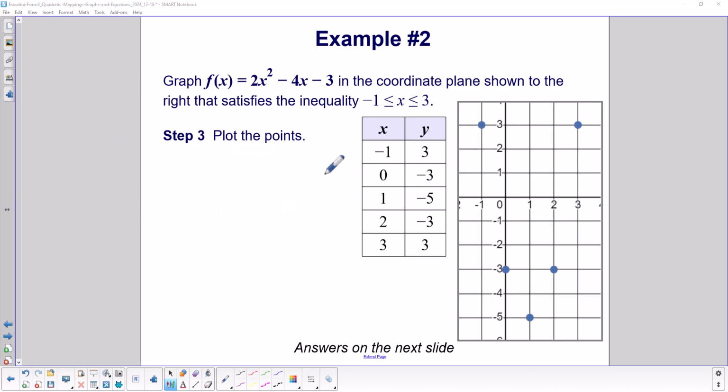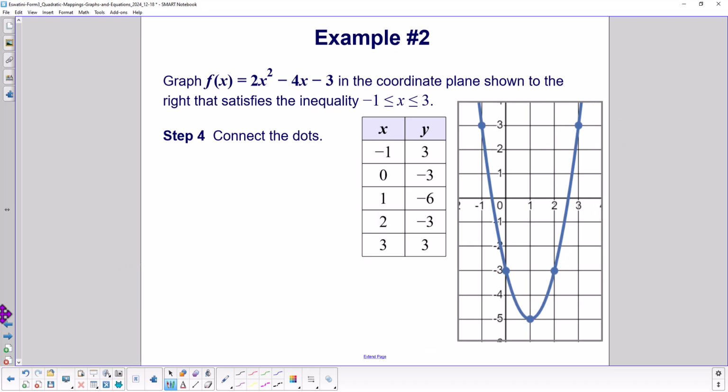Plot the points now. So here's -1, 3. The next one, 0, -3. Then we have 1, -5. 2 is -3. And finally, 3 is 3. Finally, connect the dots with a U-shaped curve. Don't draw straight lines between the dots. And what do we have?